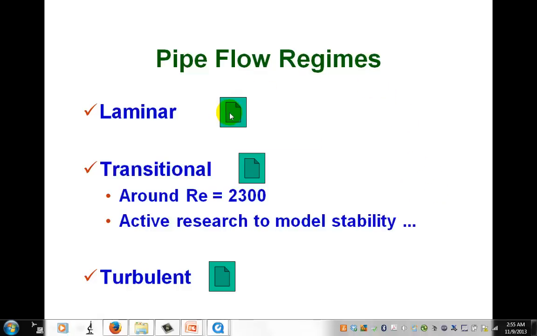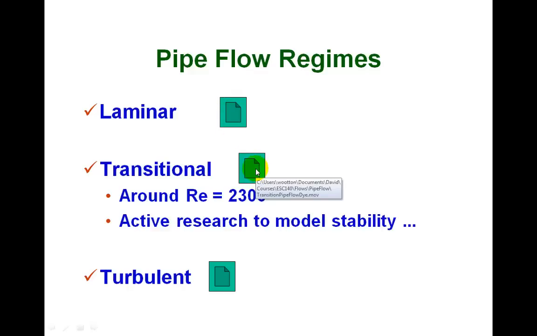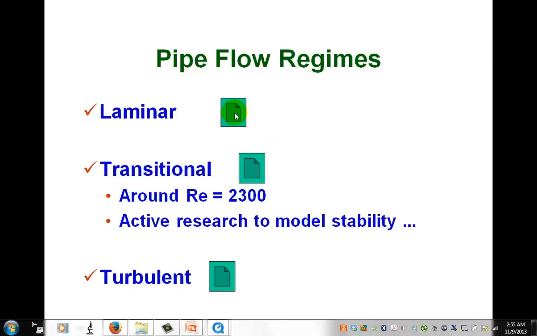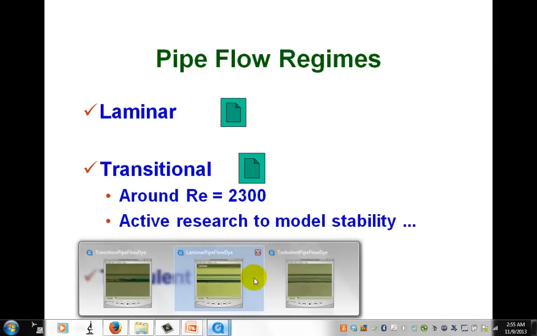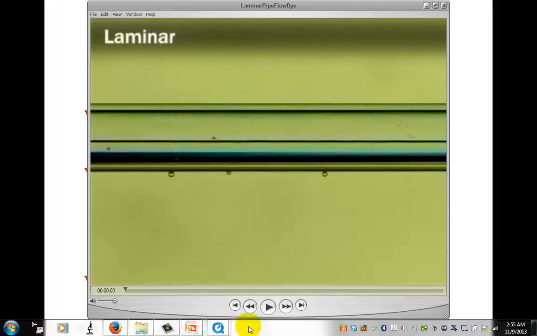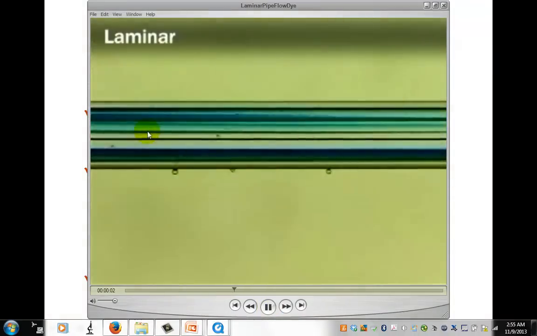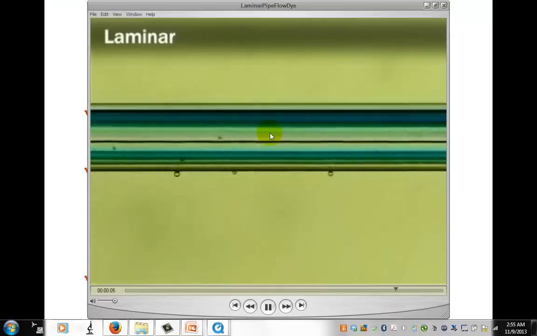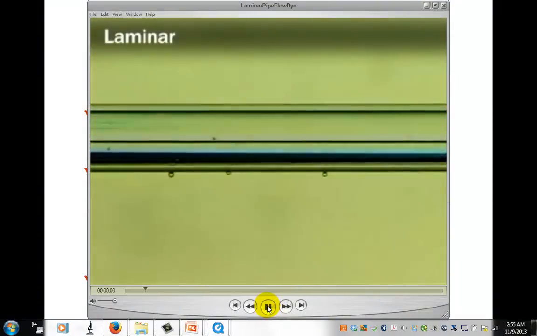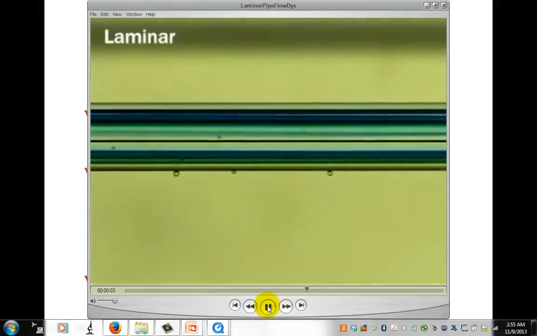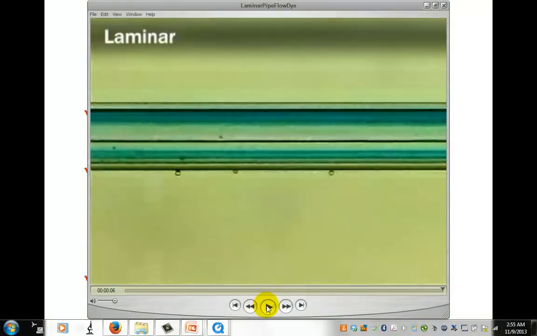The flow could be classified as laminar or transitional or turbulent depending on the Reynolds number. In the case of low Reynolds numbers, we expect to see laminar flow. It's characterized by straight streamlines and relatively little mixing. Let's take a look at a video, and the video shows straight streamlines. Here's dye moving downstream in a circular pipe, and we see that the streamlines move straight, they're essentially steady, and there's very little diffusion that takes place in a laminar flow.